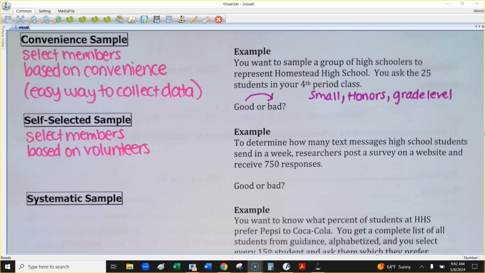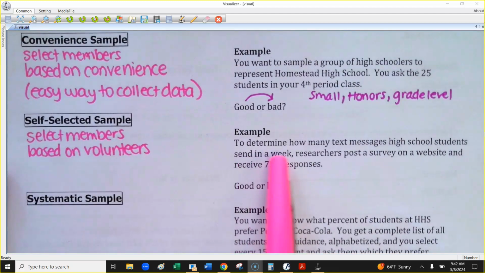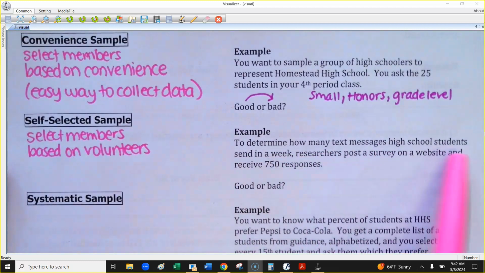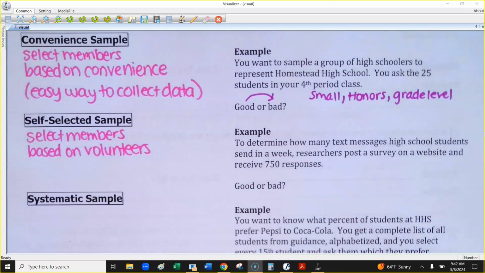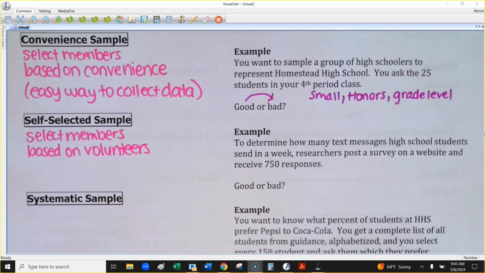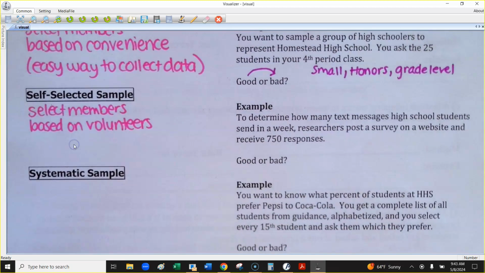So the little example I put to the side says to determine how many text messages high school students send in a week, researchers post a survey on a website and receive 750 responses. So the responses is the person choosing to respond to that survey question. So that's how it's self-selected, because you're making the effort to respond to the question. You're volunteering yourself to participate.